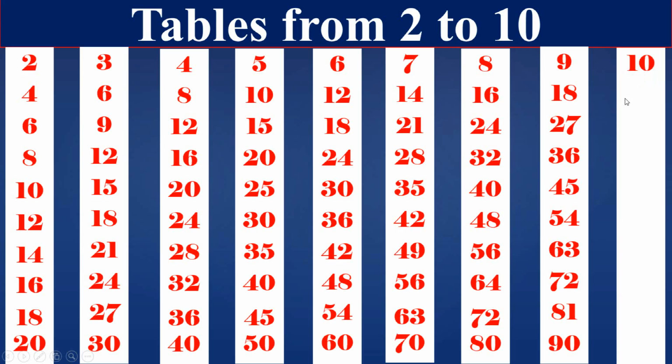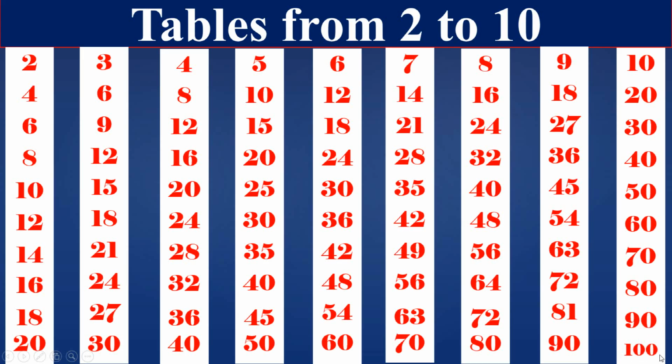10 times 1 is 10. 10 times 2 is 20. 10 times 3 is 30. 10 times 4 is 40. 10 times 5 is 50. 10 times 6 is 60. 10 times 7 is 70. 10 times 8 is 80. 10 times 9 is 90. 10 times 10 is 100.